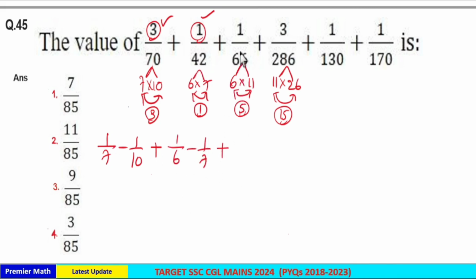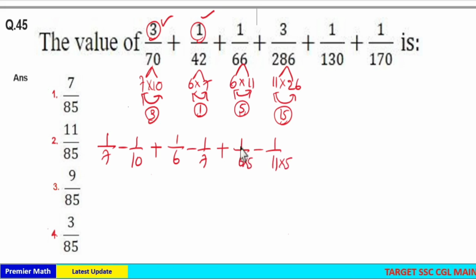Now 1 by 6 into 11. If I write it as 1 by 6 minus 1 by 11, 11 minus 6, 5 should be in the numerator. But there is no 5. So multiply the denominators of the split terms with 5. Now 55 minus 30 is equal to 25 in the numerator, and here 6 into 11 is 66, into 5 is 330. 25 cancel, you will get 1 by 66 as answer. So you got 1 by 66 as 1 by 30 minus 1 by 55.